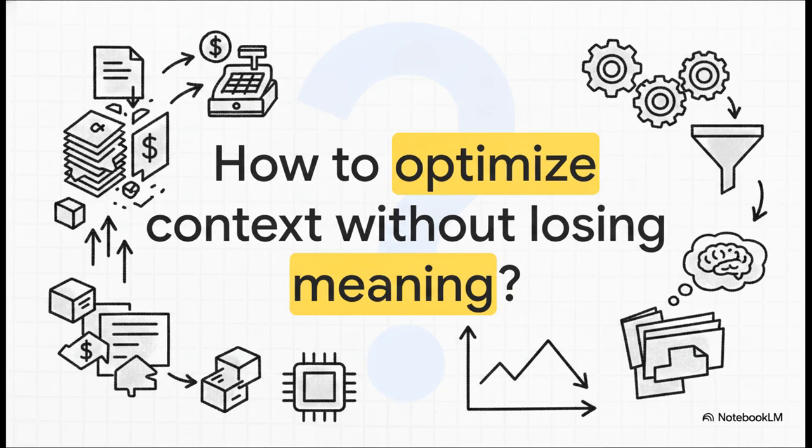So, you've probably stared at an eye-watering API bill for your large language model and wondered why on earth you're paying for so much irrelevant context. It's honestly like leaving the air conditioning on with all the doors and windows wide open. Token bloat is just a massive issue for developers right now.